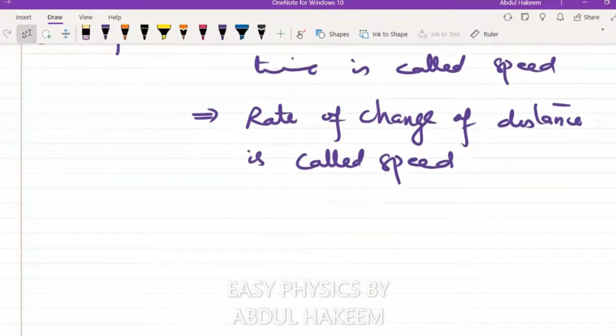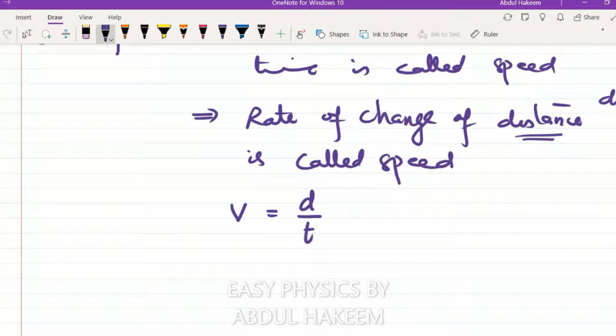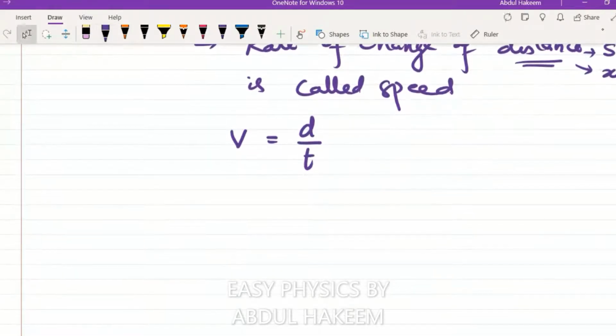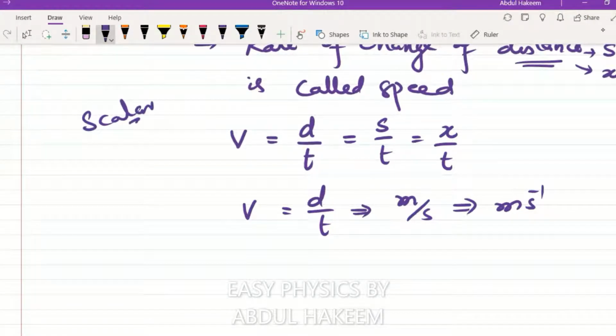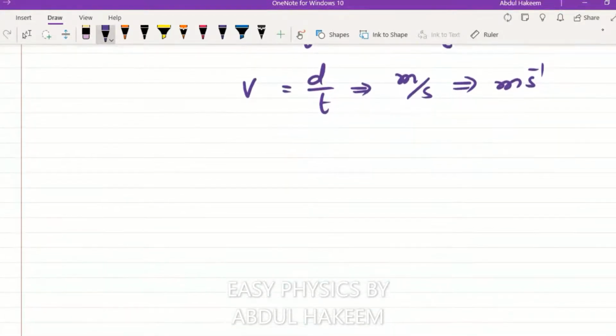Now the speed formula: v is equal to distance divided by time. For the distance, d is used, s is used, x is used. So these are the symbols for the distance. We can use d, s, or x, anyone. So d divided by t or s divided by t. When distance is divided by time, distance is measured in meter, time in second, so the speed unit will be meter per second, and it is a scalar physical quantity. So speed is equal to distance divided by time.